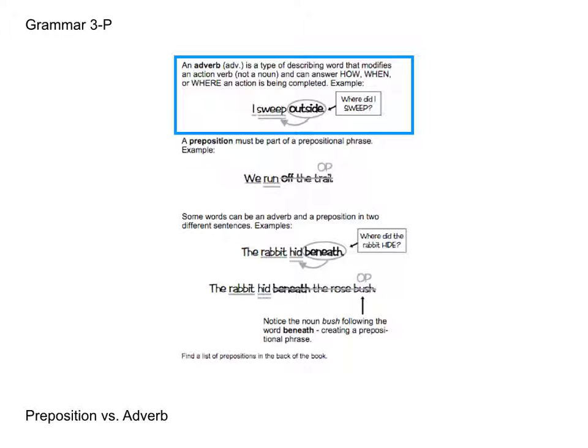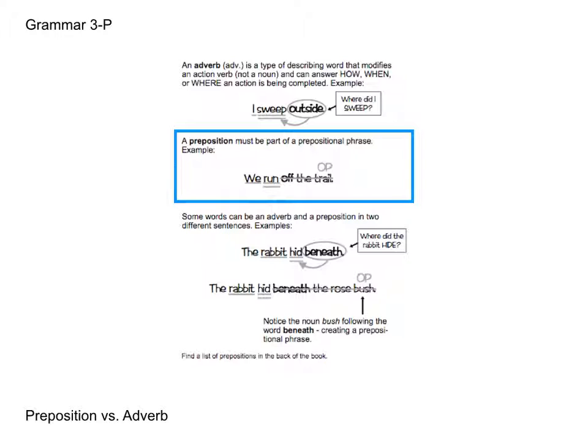Our example is, I sweep outside. Where did I sweep? Outside. Outside is describing the action of the sentence, whereas a preposition must be part of a prepositional phrase. We run off the trail. Off is the preposition that begins our prepositional phrase, off the trail. So you can see that some of these words may have overlap, but the preposition must be part of a phrase. It can't just be by itself like an adverb is.